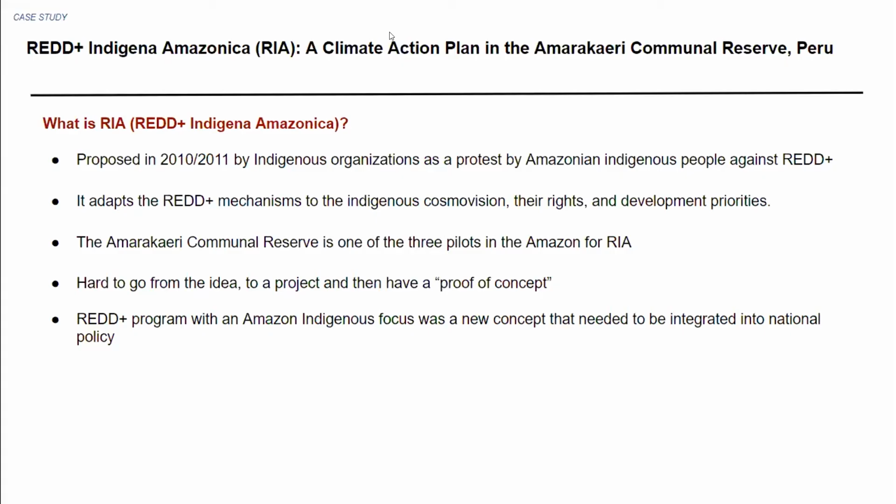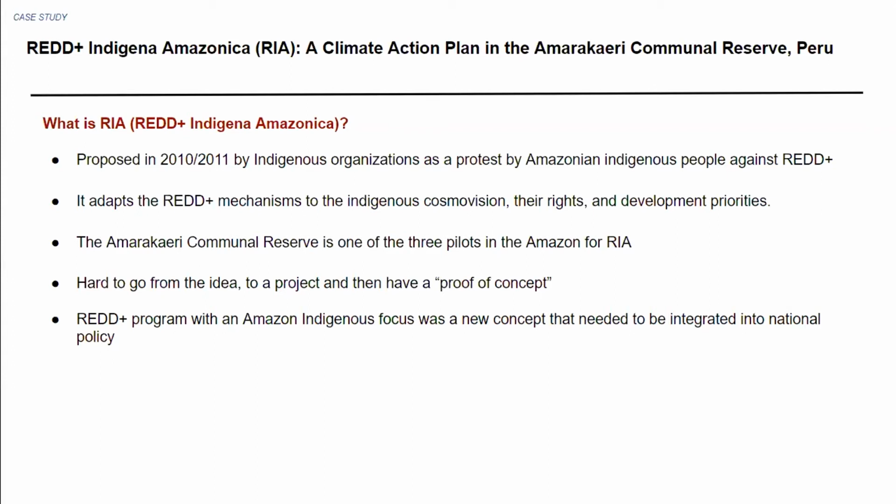RIA means Red Indígena Amazónica, and it was proposed by a Peruvian indigenous organization and then the Amazon Basin organization COICA, between 2010 and 2011, as a protest of indigenous peoples against REDD+. It adapts the REDD+ mechanisms to the indigenous cosmovisions, their rights, and development priorities. So they went ahead and proposed this, and that was fine at the beginning, but then they found this difficulty of how to implement this idea.